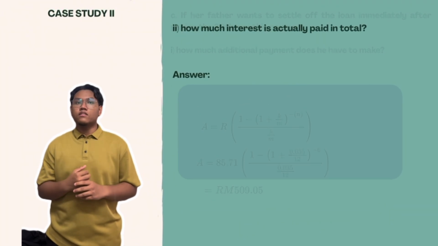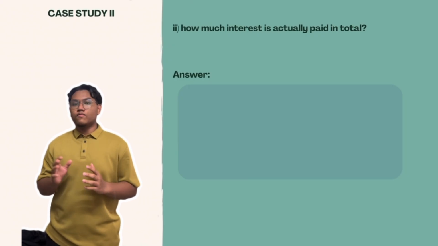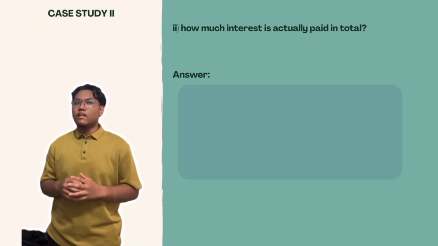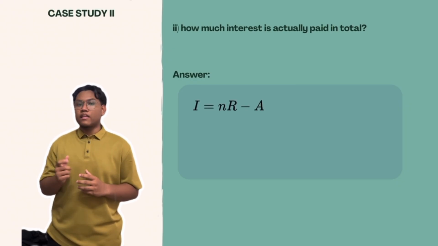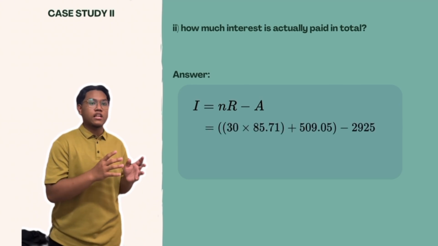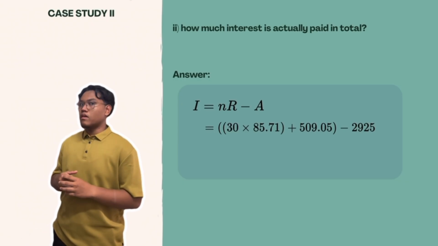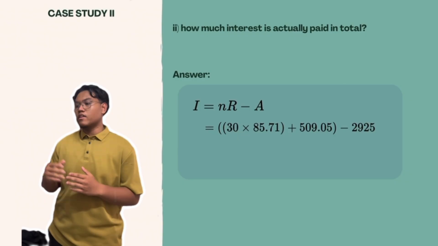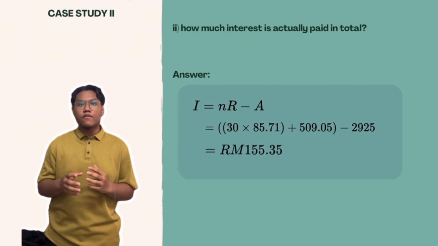For the next question, it asks about the interest. For this interest, we have the formula I equals n times R minus A. But for this question, we need to add the additional payment that her father has made. So it is going to be like this. The answer is RM155.35.